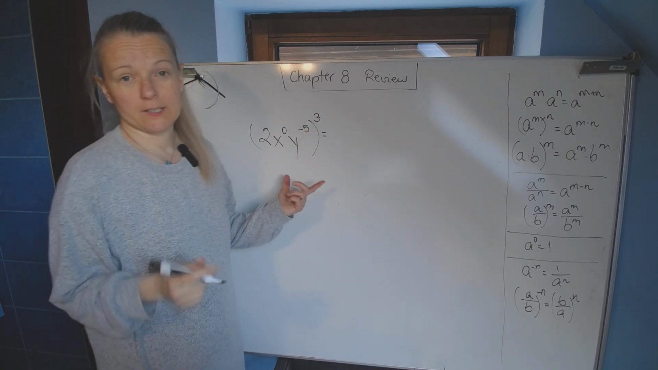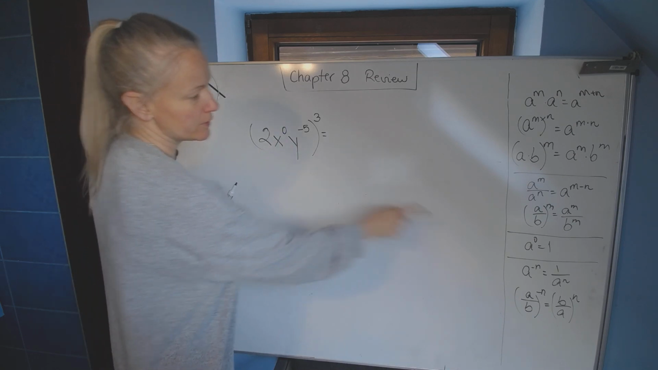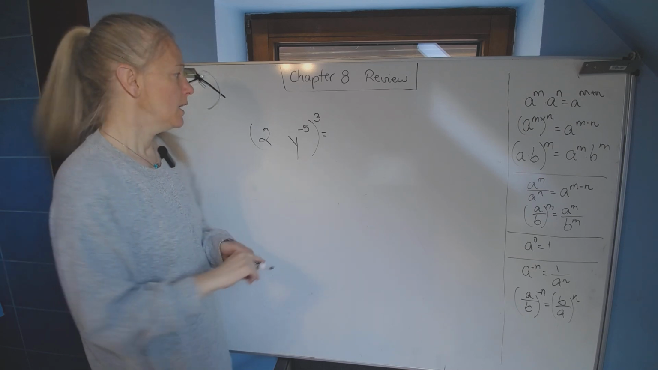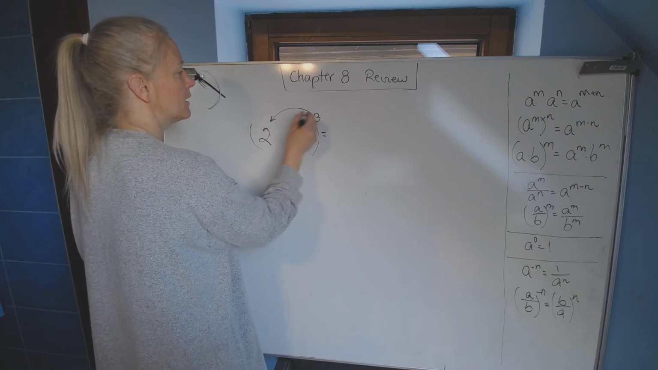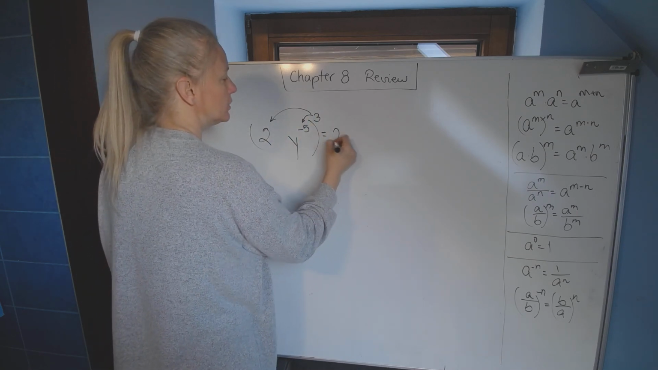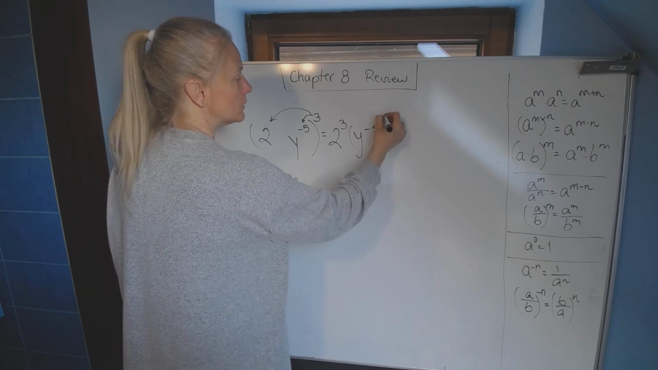There's 2 ways to do this. I'm lazy, you guys know this. So for me, this would disappear because any number to the 0 power is 1. I wouldn't even work it. I would be like, and it's gone. And now I get to distribute the 3 everywhere else. 2 to the 3rd times y to the negative 5, all to the 3rd.